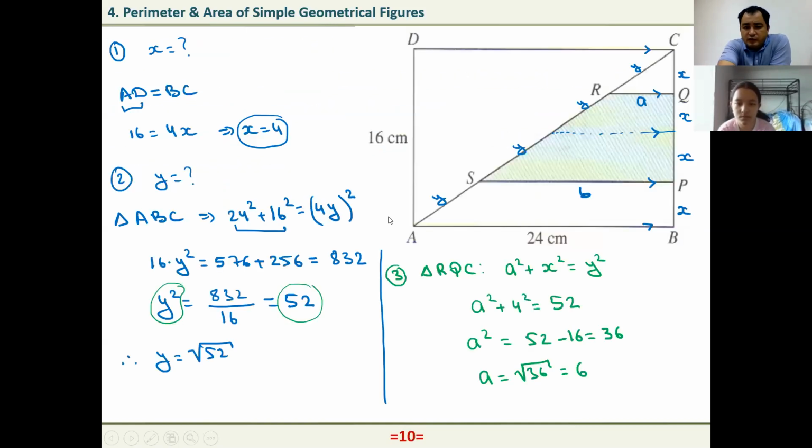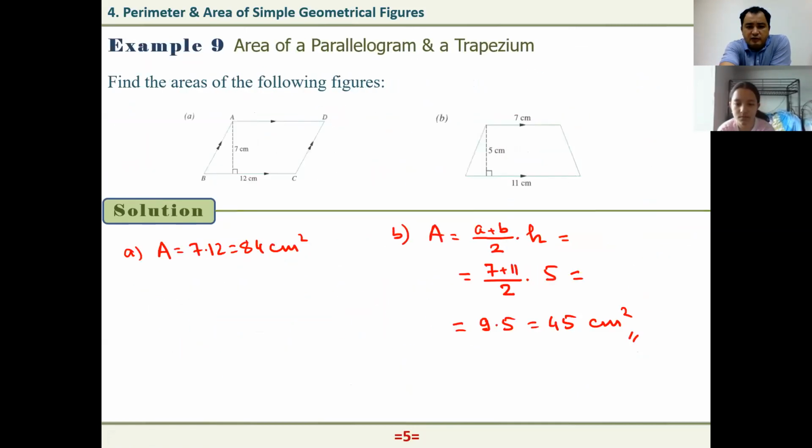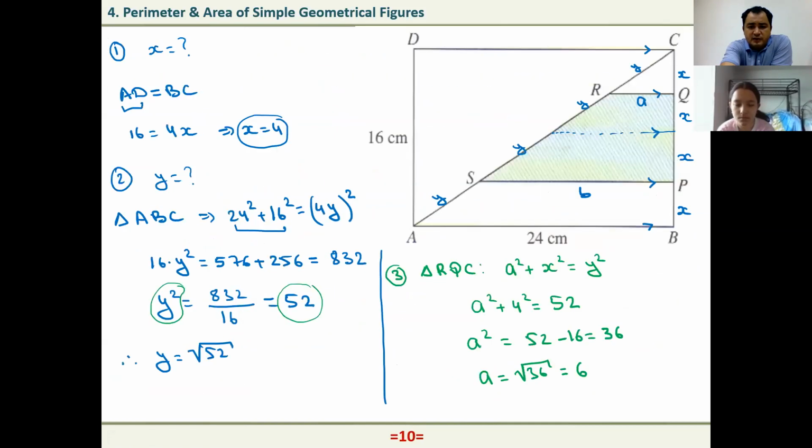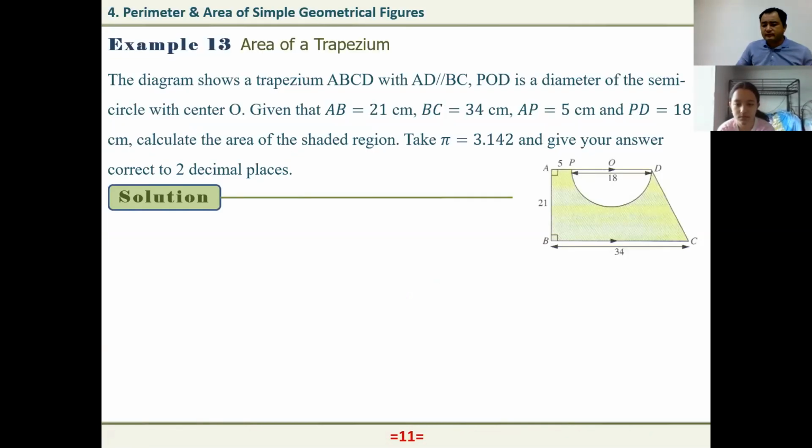If you remember, we did this question. It was quite long, a little bit challenging question, right? And we talked about Pythagorean theorem, and this part was about area of parallelogram and trapezium, right? Okay, so can you read the question?